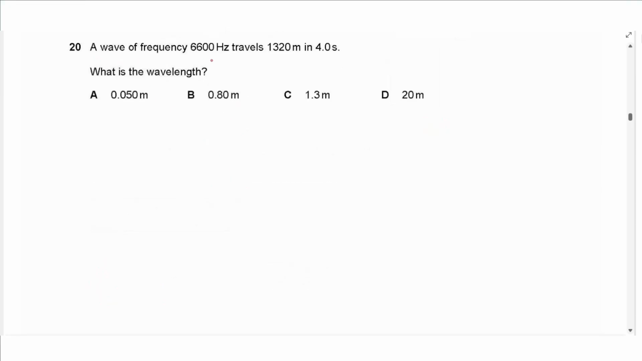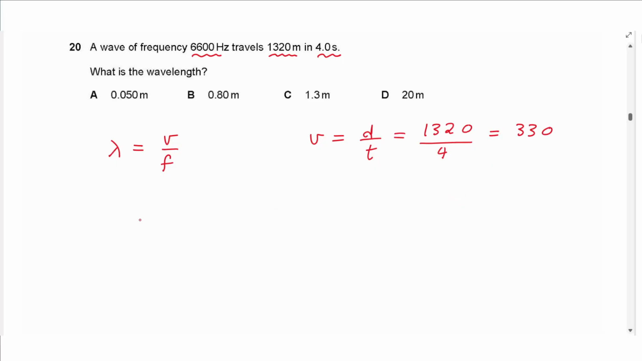Question 20 says a wave of frequency 6,600 Hertz travels 1,320 meters in 4 seconds. What is the wavelength of the wave? The wavelength is equal to speed over frequency. But to calculate speed, speed equals distance over time, which is 1,320 over 4. That gives a speed of 330 meters per second. Then we divide 330 by the frequency, which is 6,600 Hertz. That gives a value of 0.05 meters.